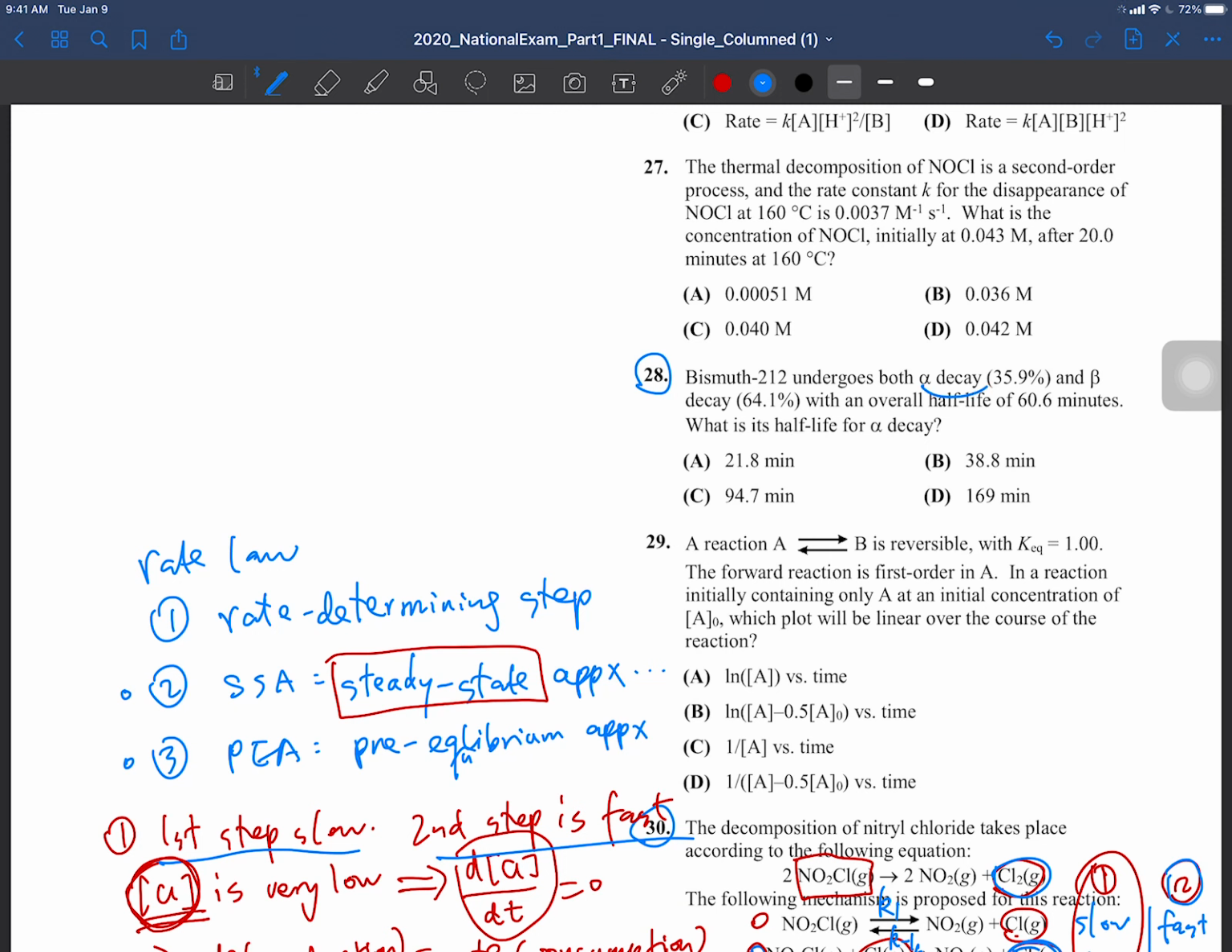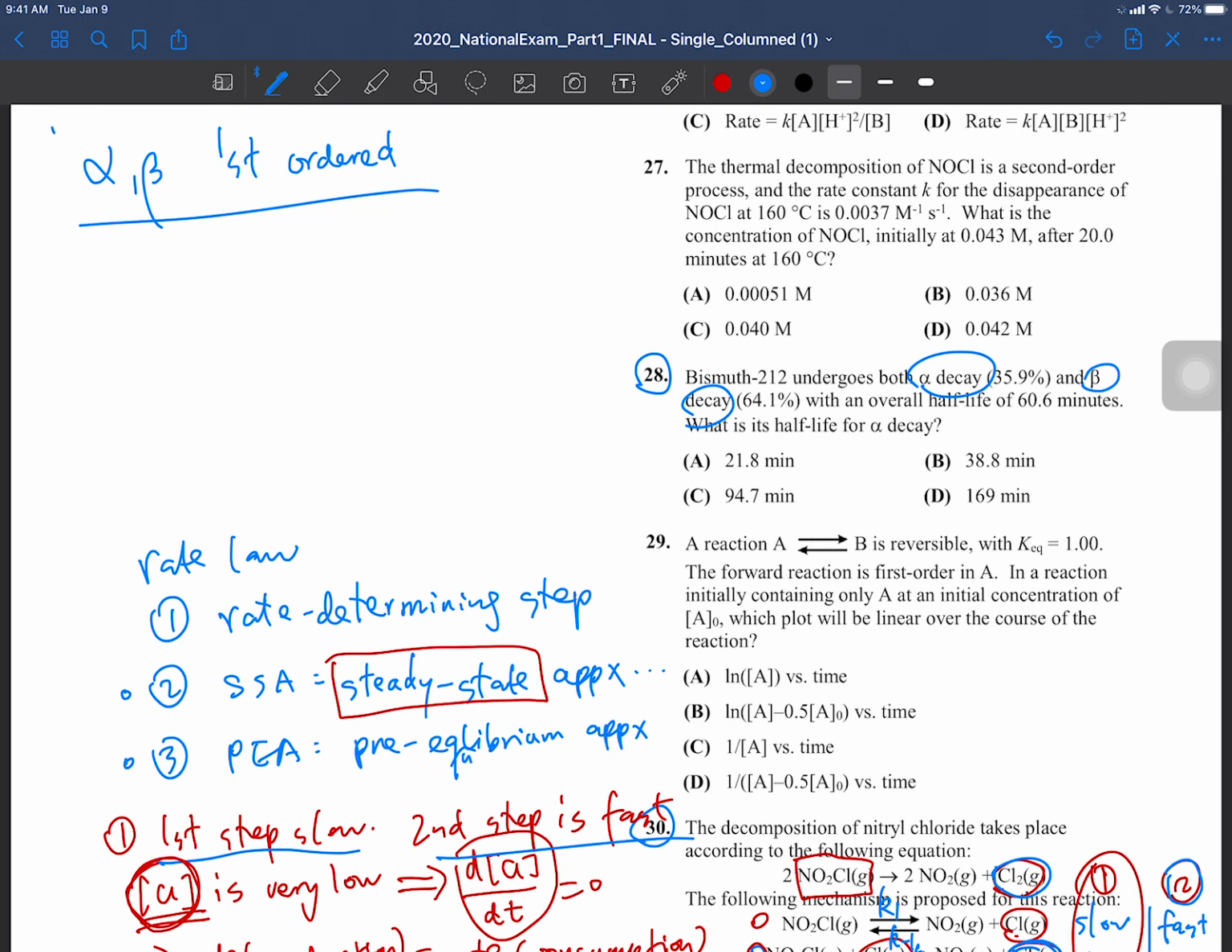First, you need to know both alpha decay and beta decay are first order, right? This is something you need to know. All of the decay are first order.